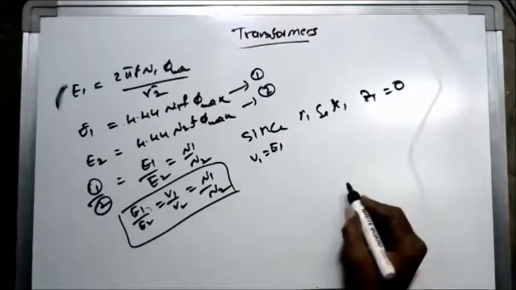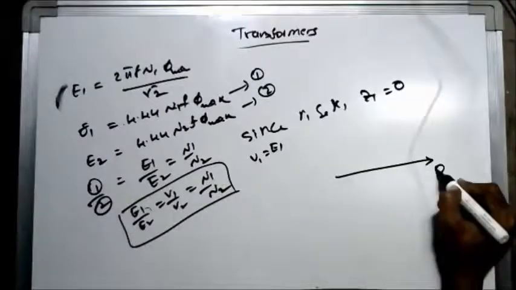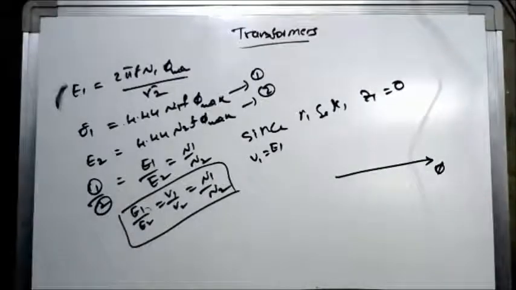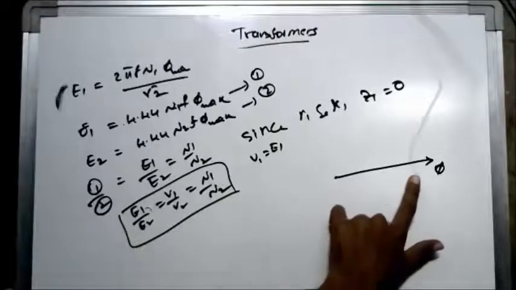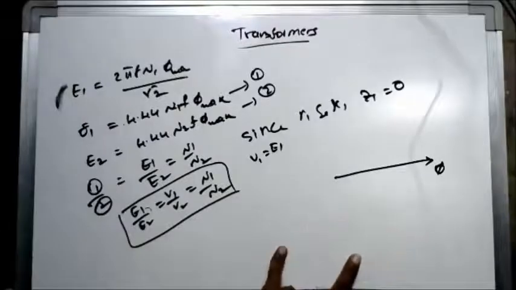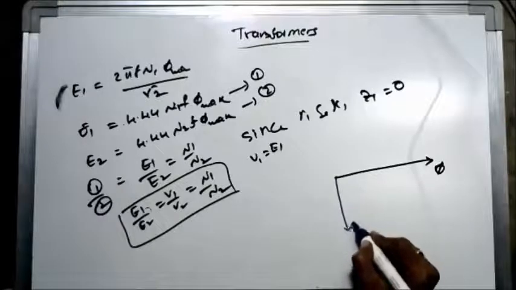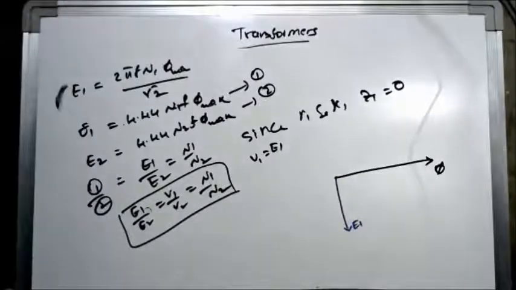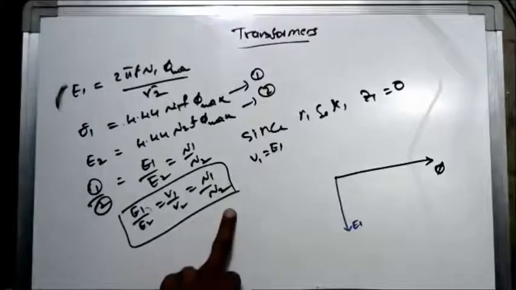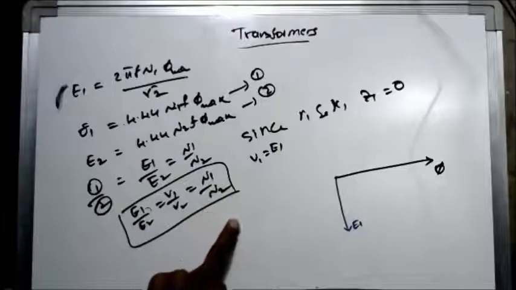So we take phi as the reference phasor. The induced EMF in the primary winding will lag phi by 90 degrees. At the same time, in the secondary winding also, the induced EMF lags phi by 90 degrees.